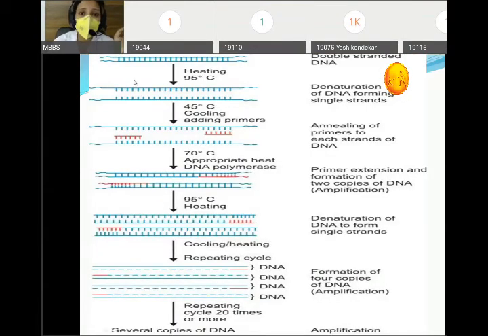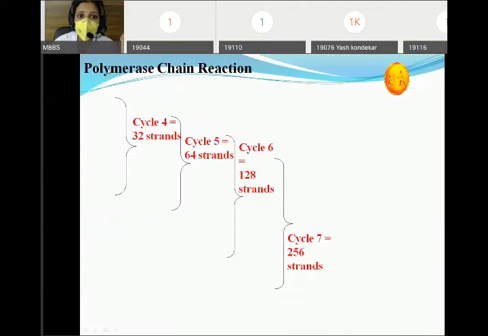This is a diagrammatic representation. Here you can see this is a DNA, the basic DNA whatever we are studying. It is a double-stranded DNA.